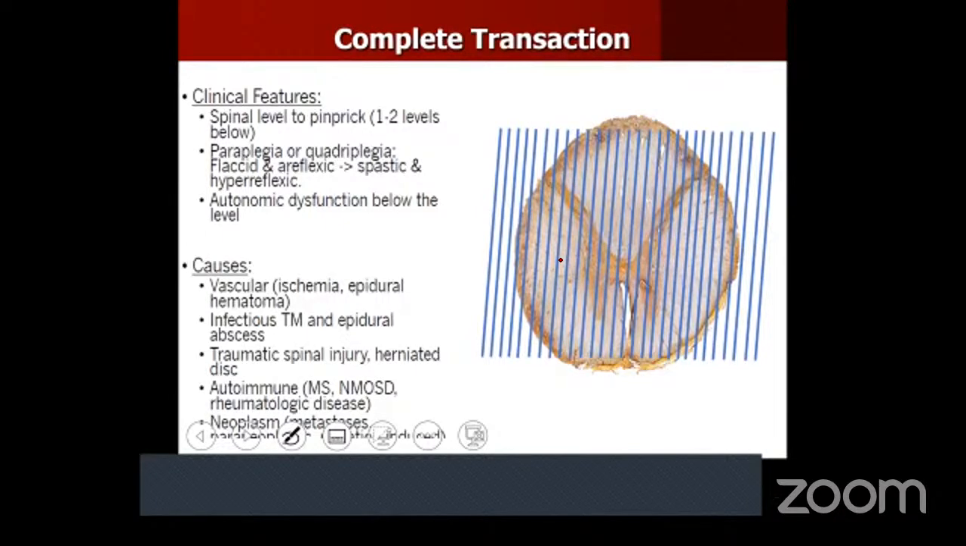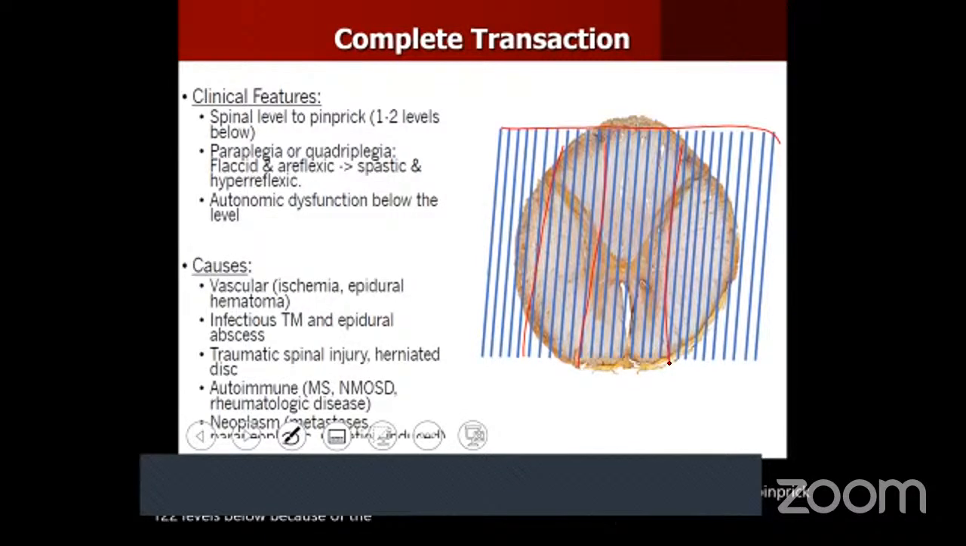metastasis, complete transection. The whole spinal cord you can see is cut. That means the lower part is separated from the upper part. So you get a sensory level to pinprick, 1 to 2 levels below because of the crossover. And there is paraplegia if it is in the thoracic region, quadriplegia if it is in the cervical region.